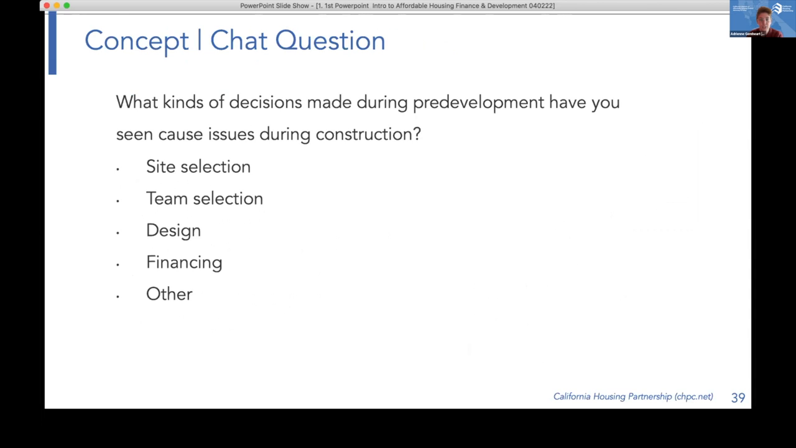All right, another chat question. So what kinds of decisions made during pre-development have you seen cause issues during construction? So this could be a decision that was made in the pre-development time that you didn't anticipate any issues, but once construction happens, something has come up. So is it site selection, team selection, design, financing, or was there another issue that came up on a project that you worked on?